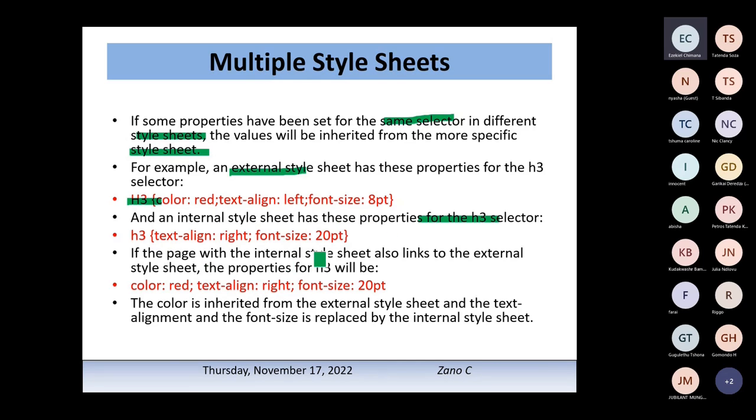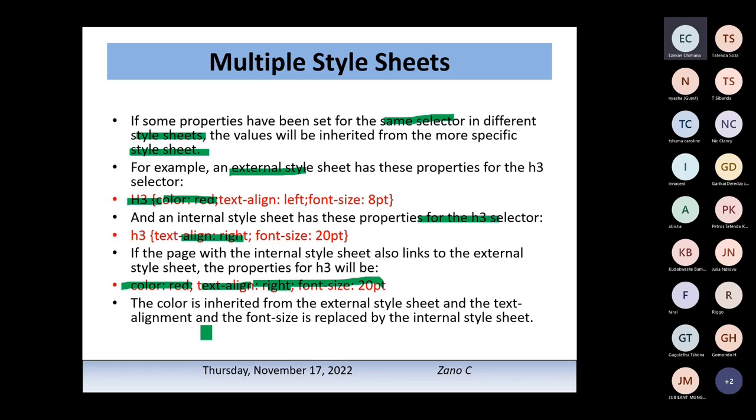If the page with the internal style sheet also links to the external style sheet, the properties for H3 will be color red, which is this one, and then text align right, which is this one that we have here, and then font size 20 pt. So the color is inherited from the external style sheet, and the text alignment and the font size are replaced by the internal style sheet.